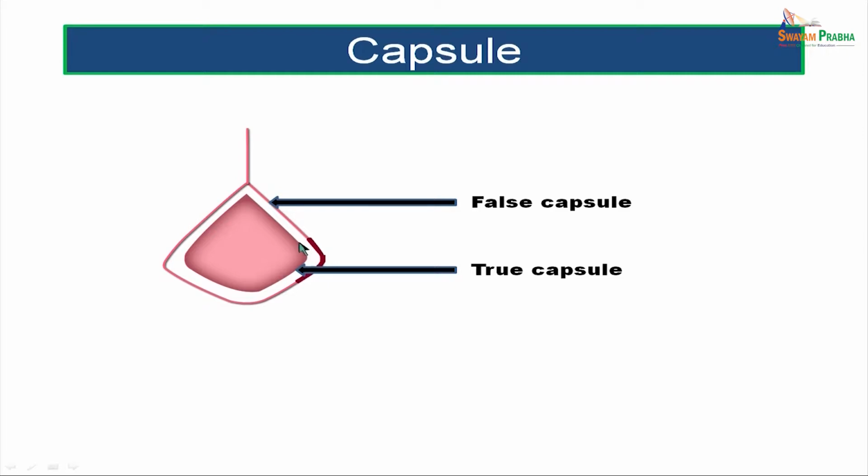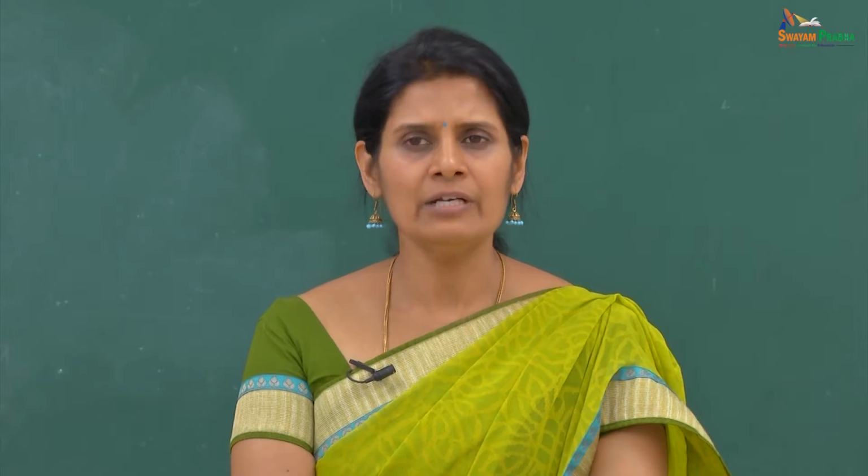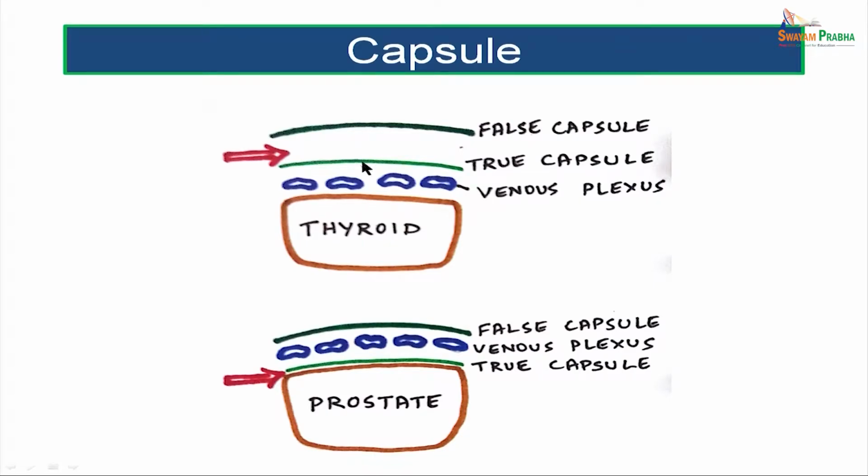And what do you find between these two capsules? You find the trunk of the blood vessels lying between the two capsules, and you also find the parathyroid glands lying between the false and the true capsule of the gland. When you look at the capsule, this is the false capsule and the greener one is the true capsule here. This is the thyroid gland. Between the true capsule and the actual stroma of the gland, you find a venous plexus present.